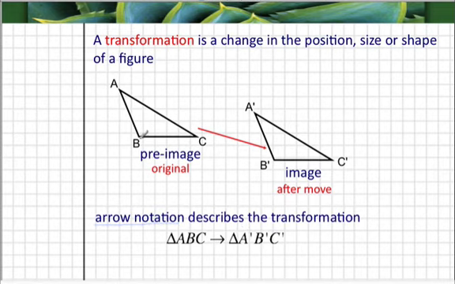Now we're going to use arrow notation to describe the transformation. It just says that the original triangle, the pre-image, triangle ABC, is becoming my new triangle, triangle A prime, B prime, C prime. And that's how we use that arrow notation. It tells me that the first thing is the pre-image and the second thing is the image.